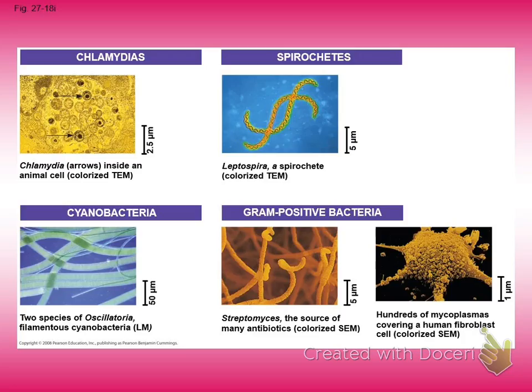Spirochetes, on the other hand, are not quite so good about getting taken care of anymore. Cyanobacteria and gram-positive bacteria all have different traits, and they can cause different things.